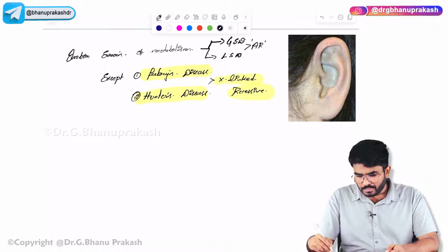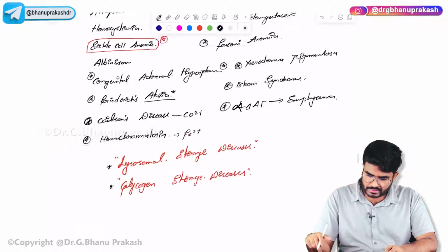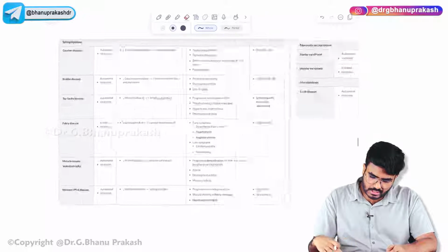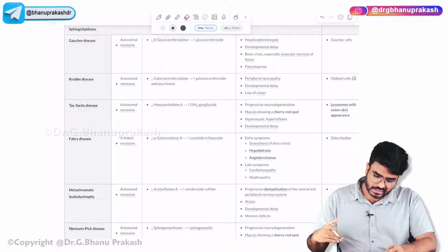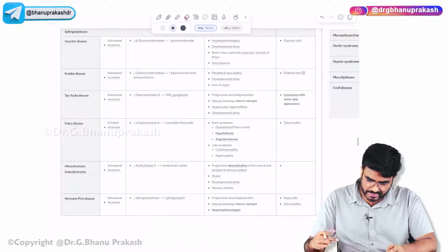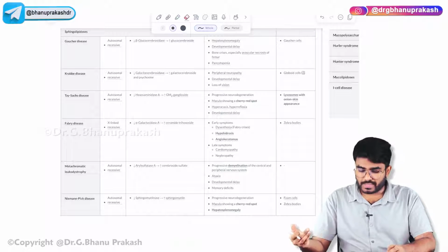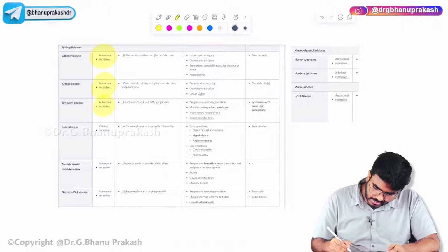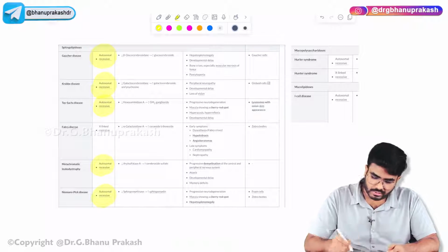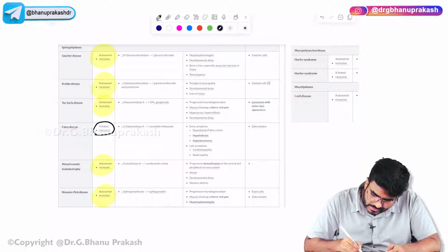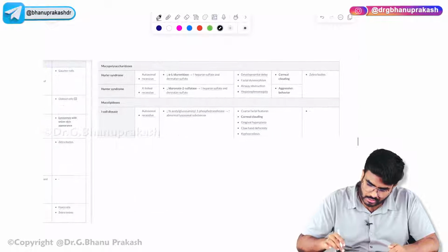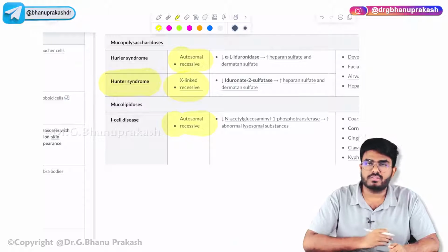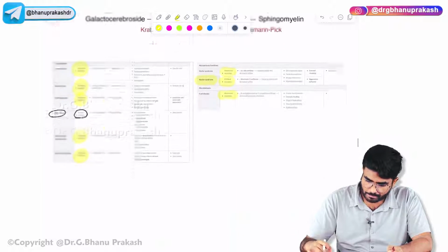Now, let me show you one more important thing. Look here, these are the lysosomal storage disorders: Gaucher, Krabbe's disease, Tay-Sachs, Fabry's, metachromatic leukodystrophy, Niemann-Pick disease. Most of them follow which inheritance pattern? Autosomal recessive. Then who is following the X-linked recessive pattern? Fabry's. And one more, Hunter. Hunter is following X-linked recessive, but all others follow the autosomal recessive pattern. So keep that point in mind.